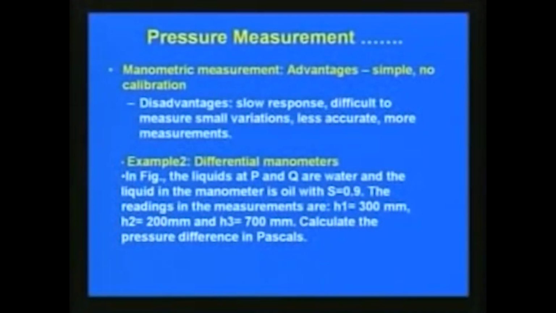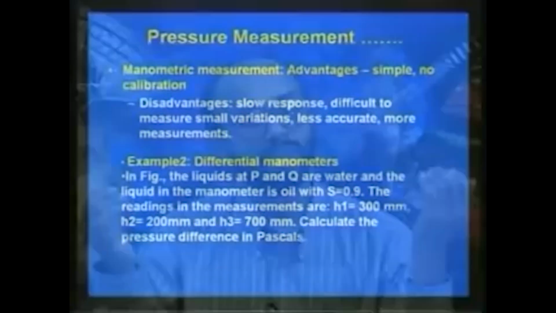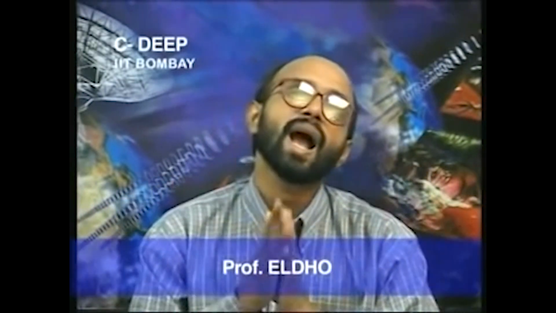But some of the disadvantages are the slow responsivity. The response of a manometer is very slow, and it is very difficult to measure small variations, such as a small temperature rise or a small rise in pressure. These kinds of differences are very difficult to observe using a manometer. It is also not so accurate, since we measure using a scale, so the accuracy is less. As we have seen 2-3 times, we have to use a scale, measure the heights, and then use the equation.